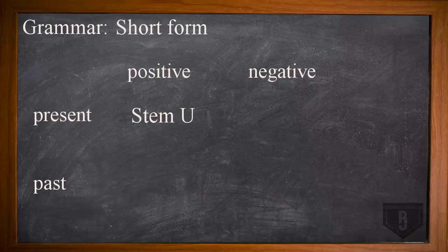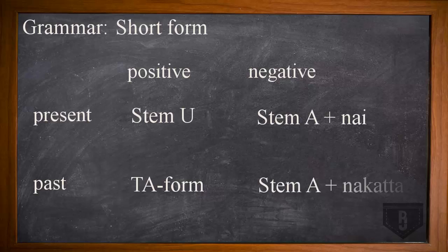The present negative, or the negation, that would be the a stem plus nai. The past affirmative is simply the ta form, so nothing has to come behind that, so it's just the ta form of a verb. And the past negative of a verb would be the a stem plus nakatta. As you can see, it's fairly similar with the masu form in the sense that the negatives both come from the same stem, and they kind of have the same thing at the end. So for the present it's nai, and for the past it's nakatta.